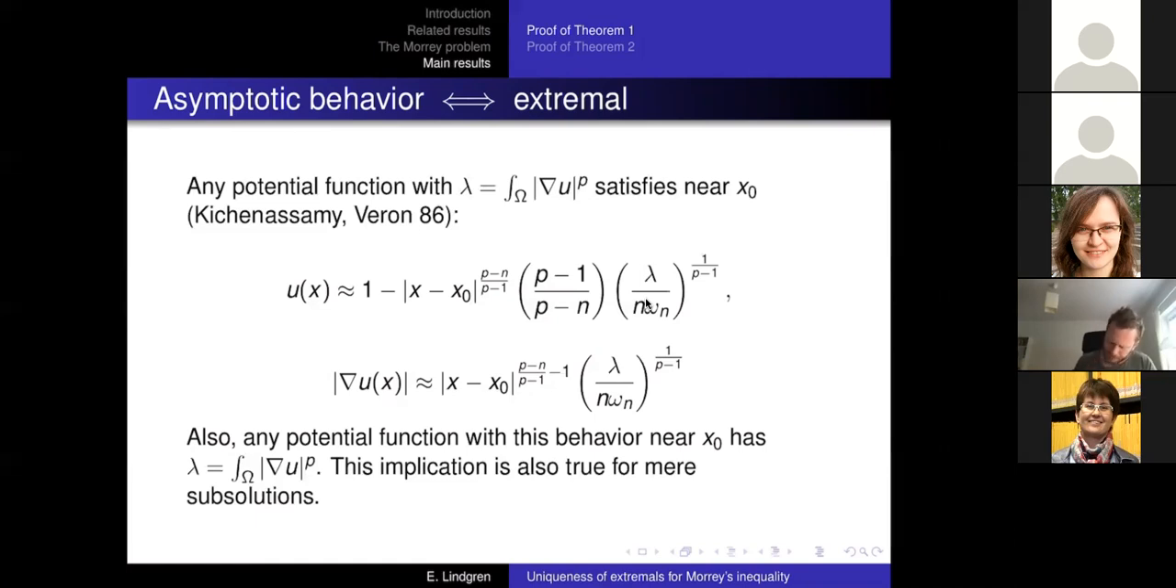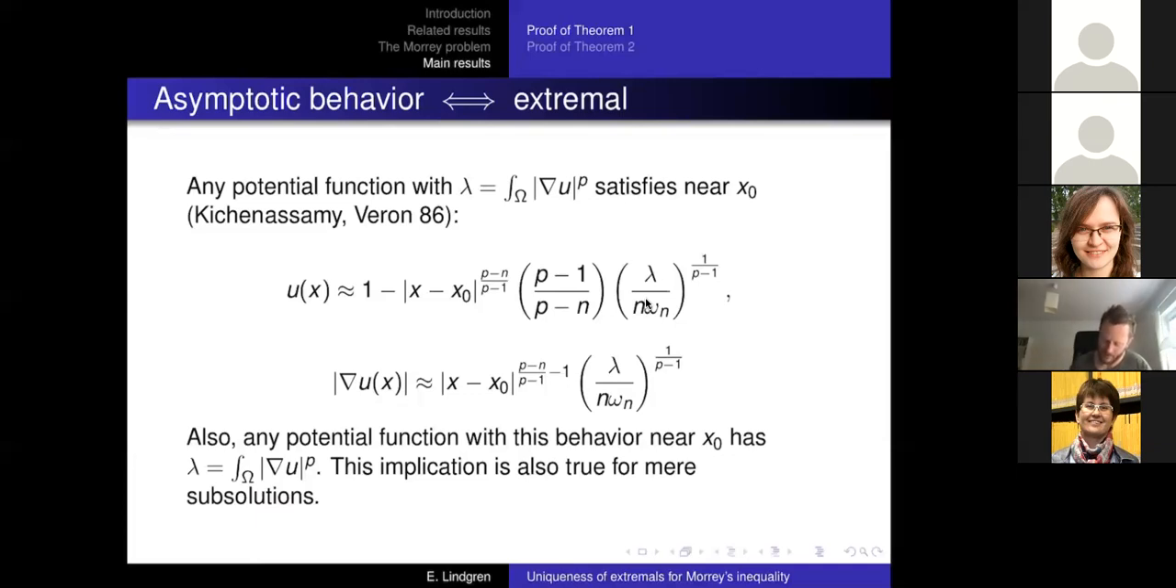Okay. And who is the author of this observation? It is, I think, the key idea here. So this is in a paper by Kichenassamy and Véron from '86. Actually, they proved one direction, and then we worked out a slightly stronger implication in the other sense, but the results are theirs.